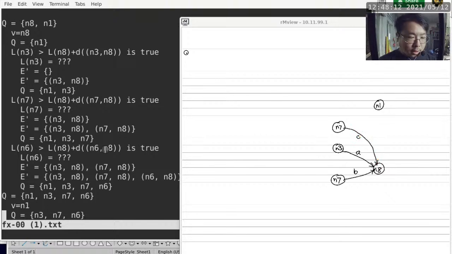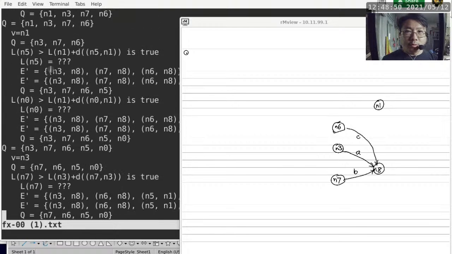As a result of having those incoming edges, Q is going to have all of those edges added to it. So we can see how, after we discover the edge N3 to N8, N3 is now in the set of Q, and then N7 is added, and then N6 is also added. Oh, sorry, I messed it up. There we go. We have N6 here. All right, so that concludes all the incoming edges to N8.